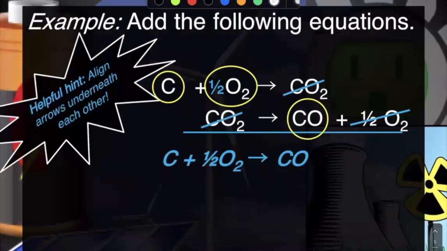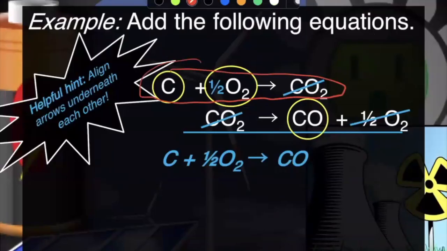Obviously, if we were doing it in class, all the dashes and the circles would show up one at a time, so it makes a little more sense. But let's work through what we got. If you ignore the circles and the lines, we have carbon plus 1/2 O2 forming CO2.